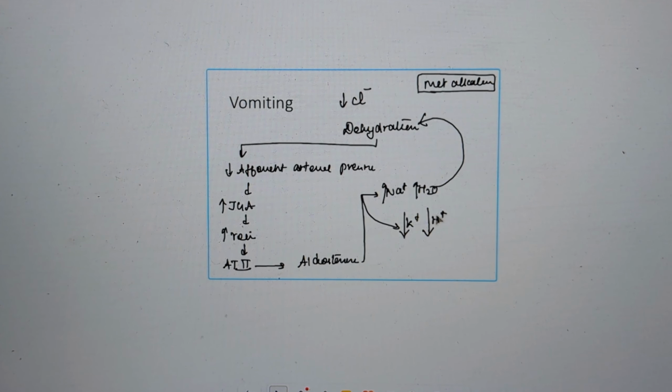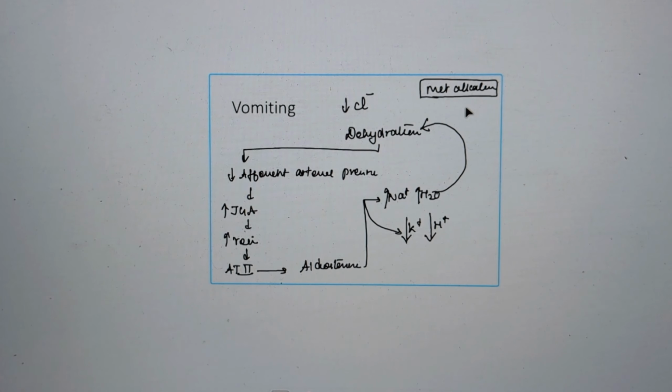However, it also causes the excretion of potassium and hydrogen ions. This results in hypokalemia and metabolic alkalosis. Therefore, metabolic alkalosis is seen in vomiting.